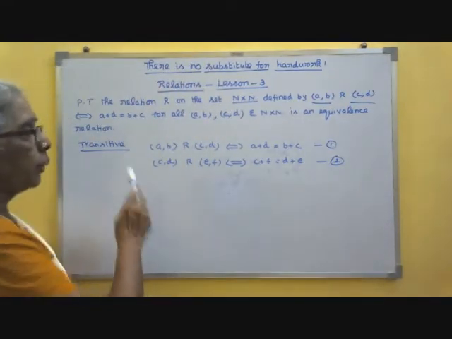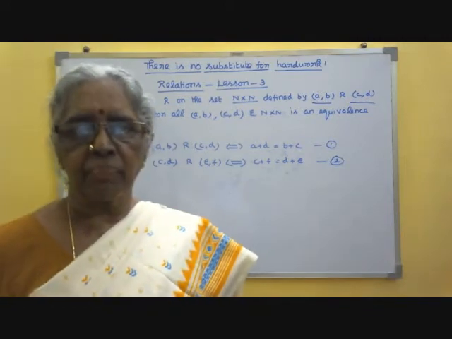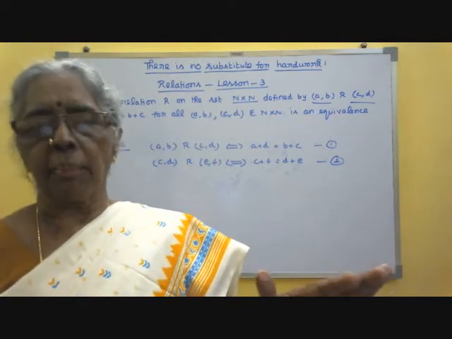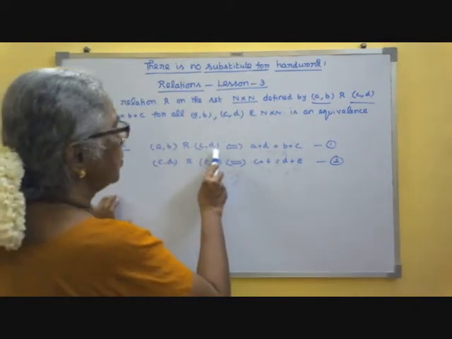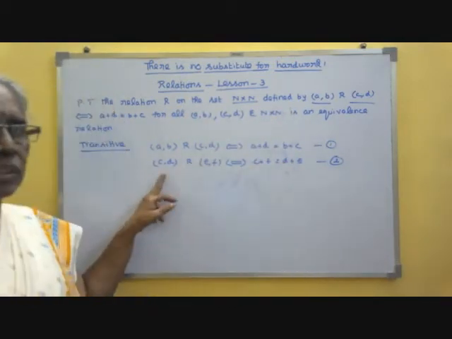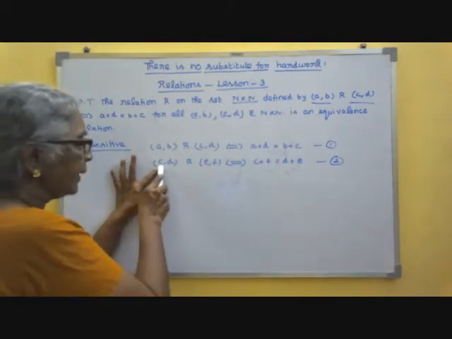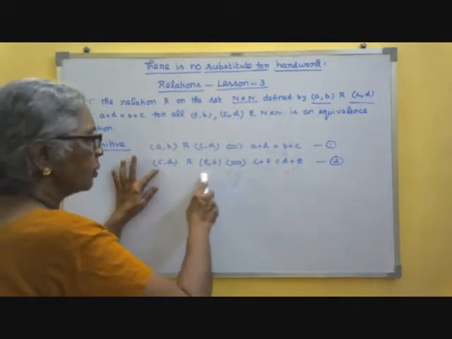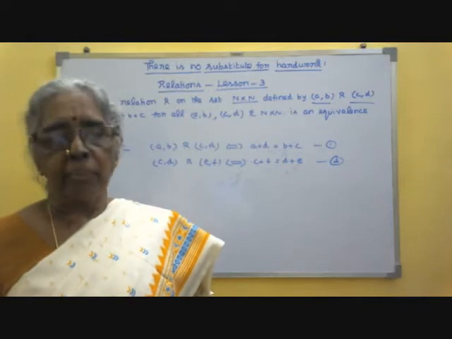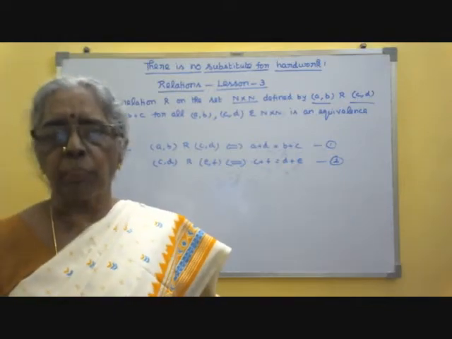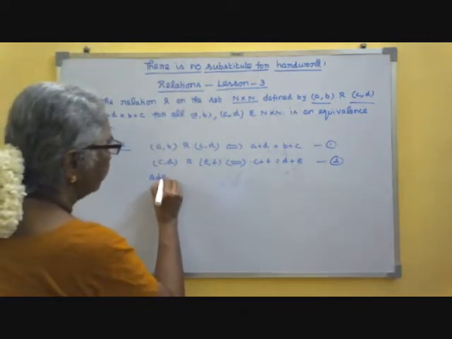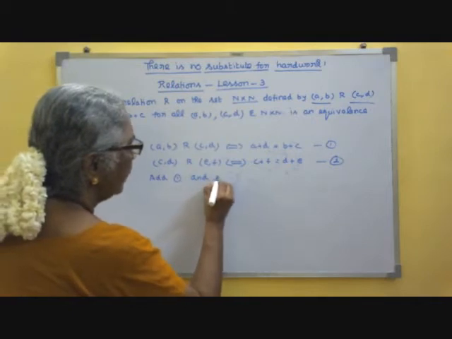Now in transitive, you know (A, B) is related to (C, D) and (C, D) is related to (E, F). We have to prove (A, B) related to (E, F), right? Now, if (A, B) related to (C, D), you know by this rule, you have got A plus D is equal to B plus C. If (C, D) related to (E, F), this is A, this is B, this is C, this is D. So C plus F will be equal to D plus E. Call them as 1 and 2. Now I am going to add both, because now I want to prove (A, B) is related to (E, F). Now I am going to add 1 and 2, right?